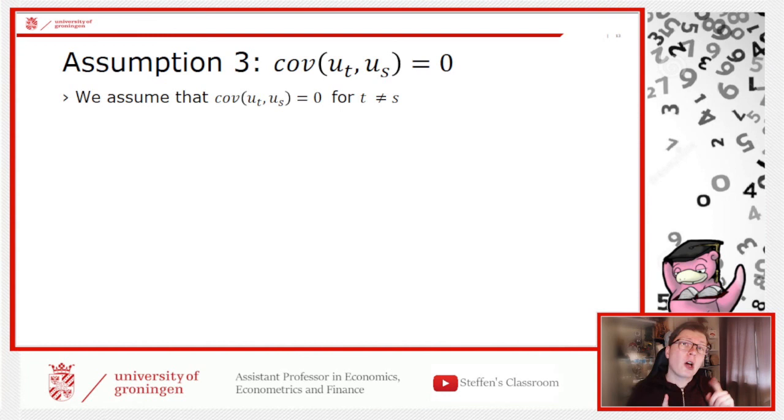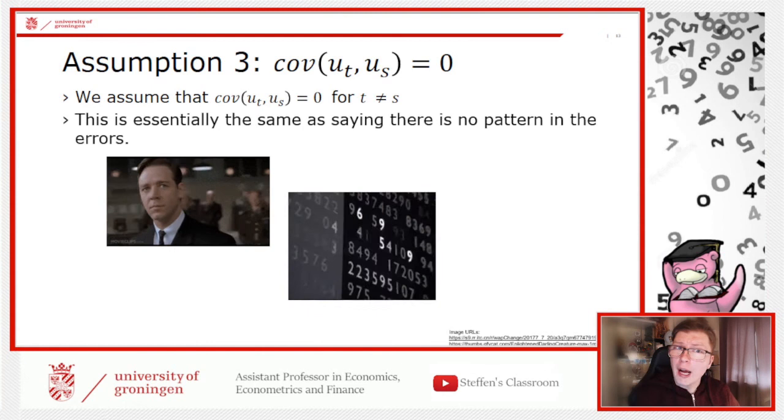Let's jump on to assumption number three, which is that the covariance between u_t and u_s is equal to zero, for any t and s that are not the same, of course, because we are talking about covariance over time. So we see that there's no error pattern between two different time points in your errors. In other words, we're just assuming we see no pattern whatsoever. And that's what we're trying to test here.